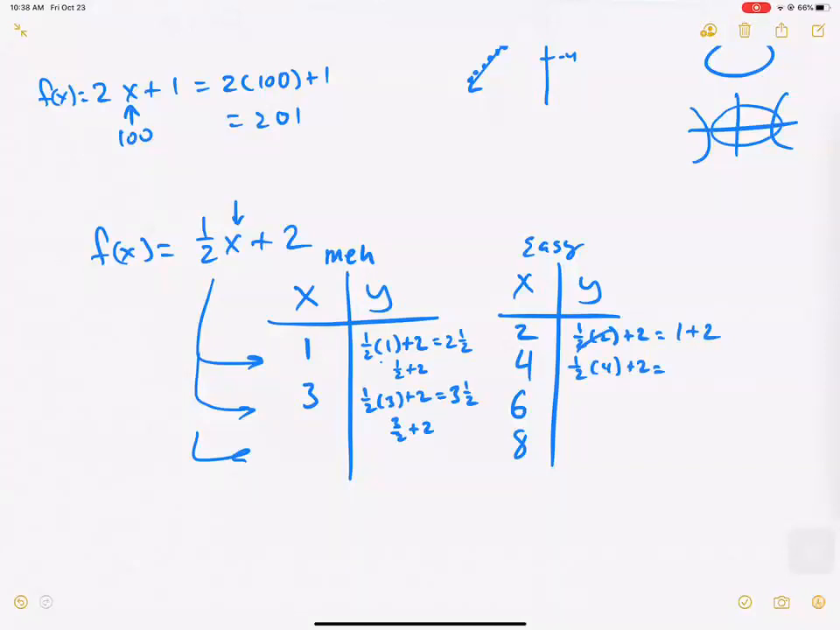What's 4 divided by 2? 2. Oh, I like that whole number. What is 1/2 times 6? What's 6 divided by 2? Ooh, 3. I like that. What's 1/2 times 8? Well, that's 4. And if you choose the right number, especially for this fraction you're going to multiply by, you save so much time. 3, 4, 5, 6.